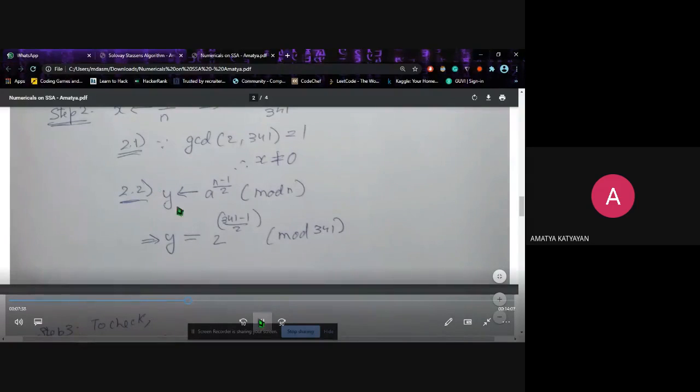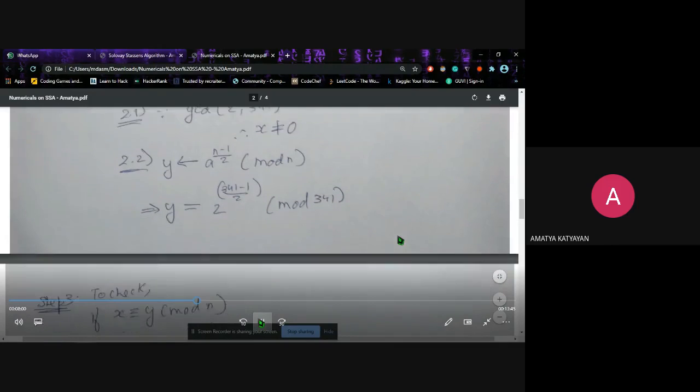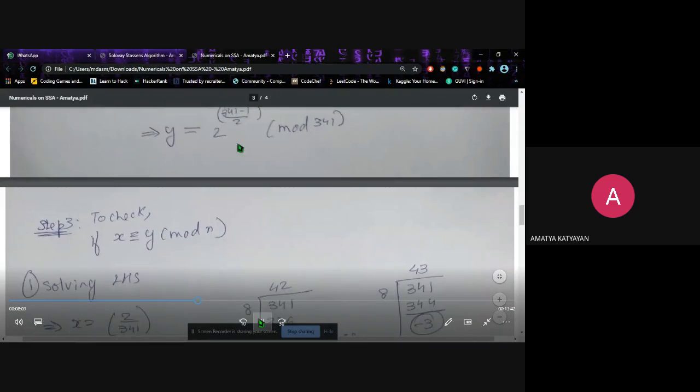Second part of step 2 will become that y, you can assign the value a raised to n minus 1 upon 2 multiplied by modulo of n. So y will get the value 2 raised to 341 minus 1 upon 2 multiplied by mod of 341. And this value that we obtained is the RHS, correct? And coming to step 3 is finally to check this Solovay-Strassen algorithm condition, that is, if x is congruent to y mod n or not.